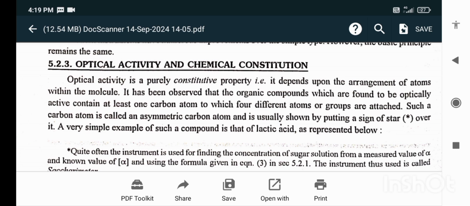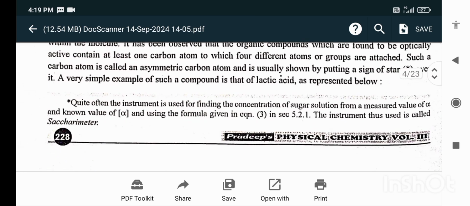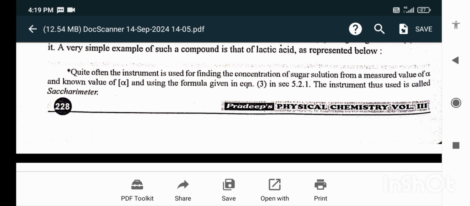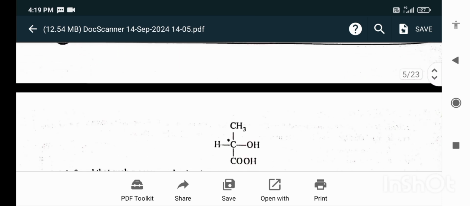Quite often, the instrument is used for finding the concentration of a sugar solution from a measured value of alpha and a known value of [alpha], and using the formula. The instrument thus used is called a saccharimeter.